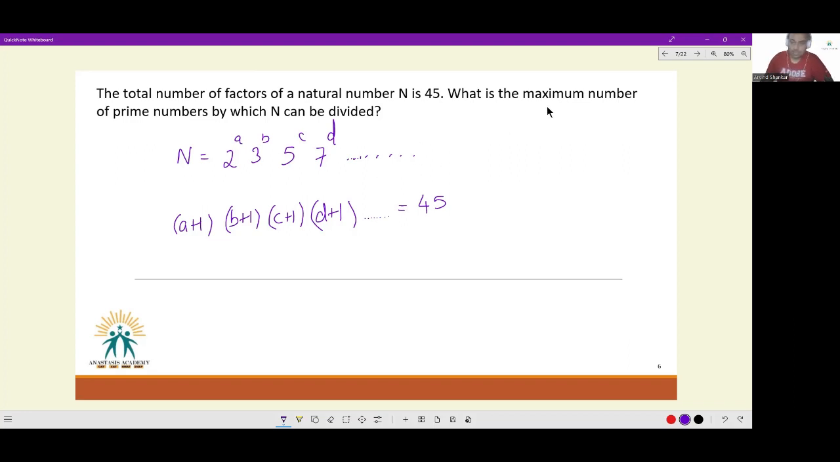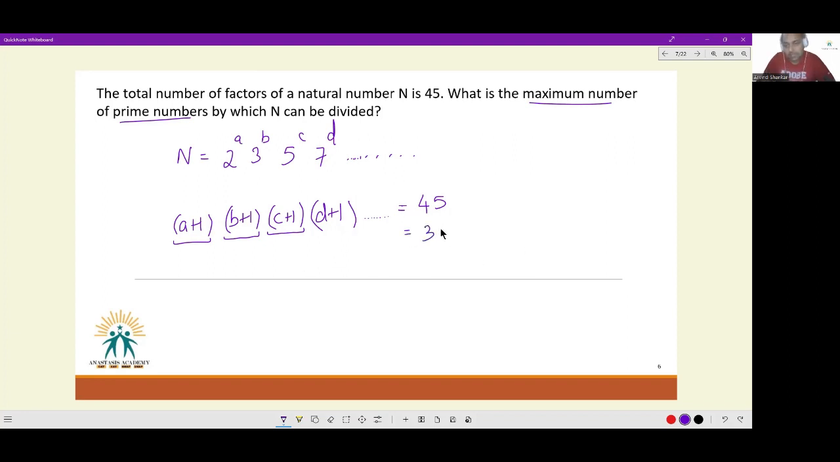Now, the question is asking for the maximum number of prime numbers by which n gets divided, which means I want A, B, C, D to take non-zero values. If I want A, B, C, D to take non-zero values, then A plus 1, B plus 1, C plus 1, D plus 1, whatever brackets we are getting on the LHS, they should be 2 or higher. So what is the best case scenario for me to break down 45 into multiple numbers so that the maximum number of brackets on the left hand side can be 2 or higher?